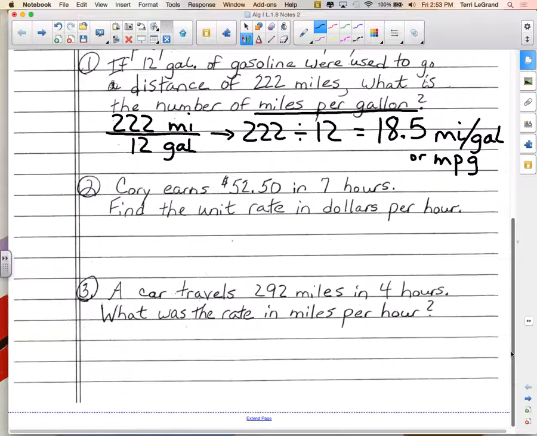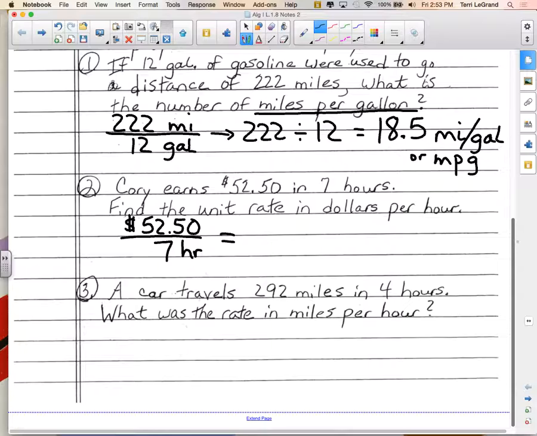So Corey earns $52.50 in 7 hours. Find the unit rate in dollars per hour. What needs to go? Just tell me what label needs to go upstairs. Dollars, because it says dollars per hour, and the hours go behind, don't they? So we're really going to put the $52.50 upstairs and the 7 down, and we're going to divide it out and see what we get.